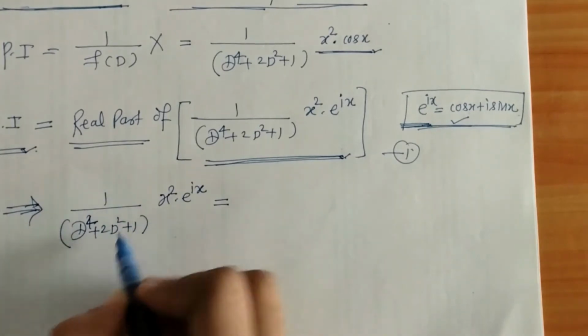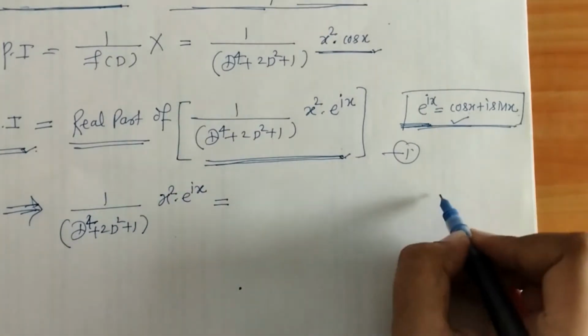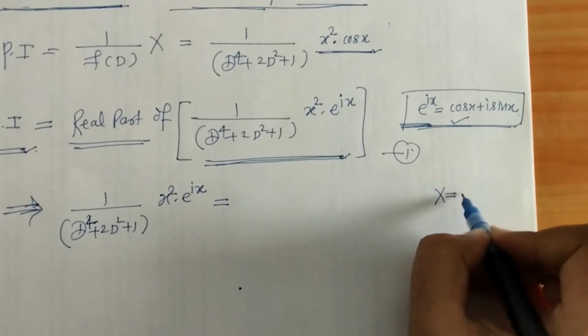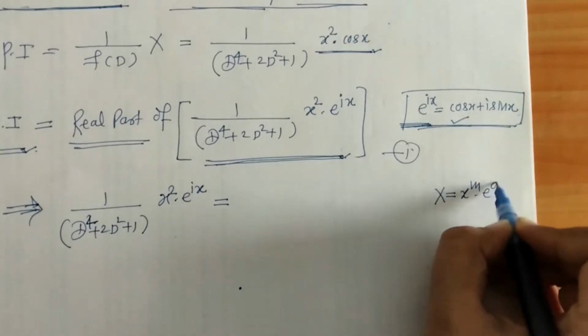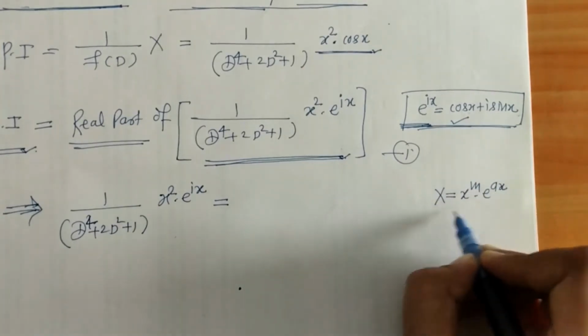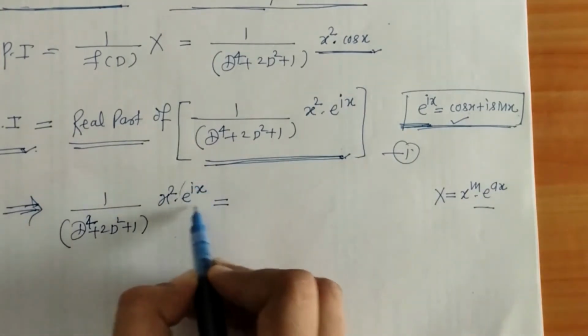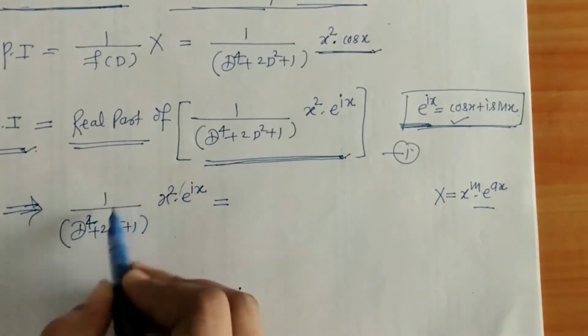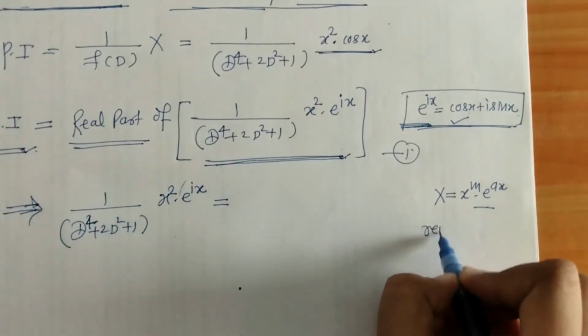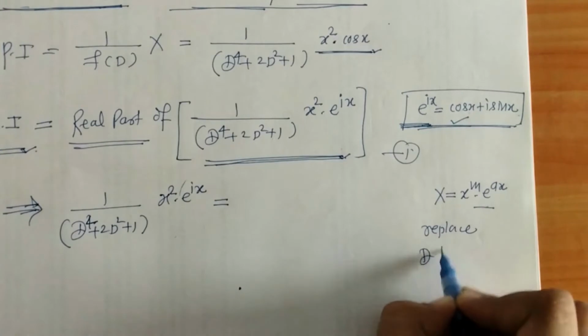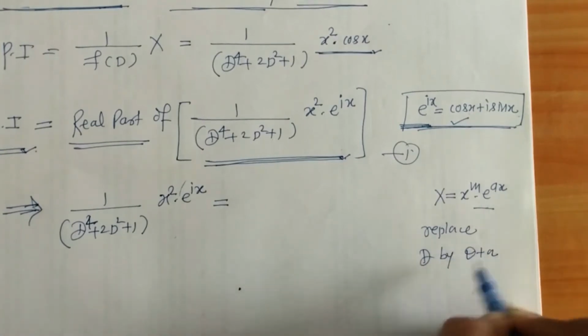How do we solve this operation? We know we have to proceed by the case x raised to m into e raised to ax. What we have to do is take e raised to ax outside this operation, and at the same time replace D by D plus a.